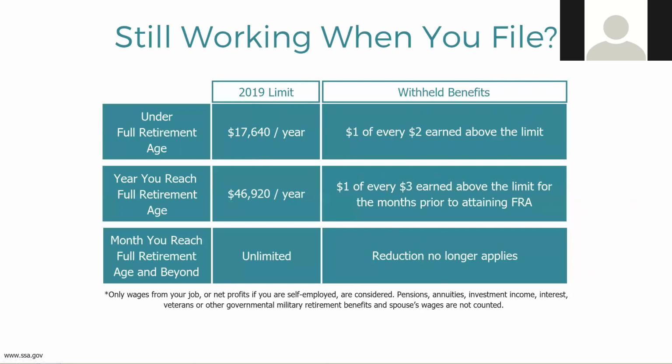One, once you've reached your full retirement age, and that's what's here on the bottom line, you could file for benefits and work and earn as much as you want. The withholding is irrelevant at that point, right? That's kind of why I call it the magic number. Once you reach your full retirement age, you could file for benefits and work and earn as much as you want, and your benefits will not be subject to any withholding.